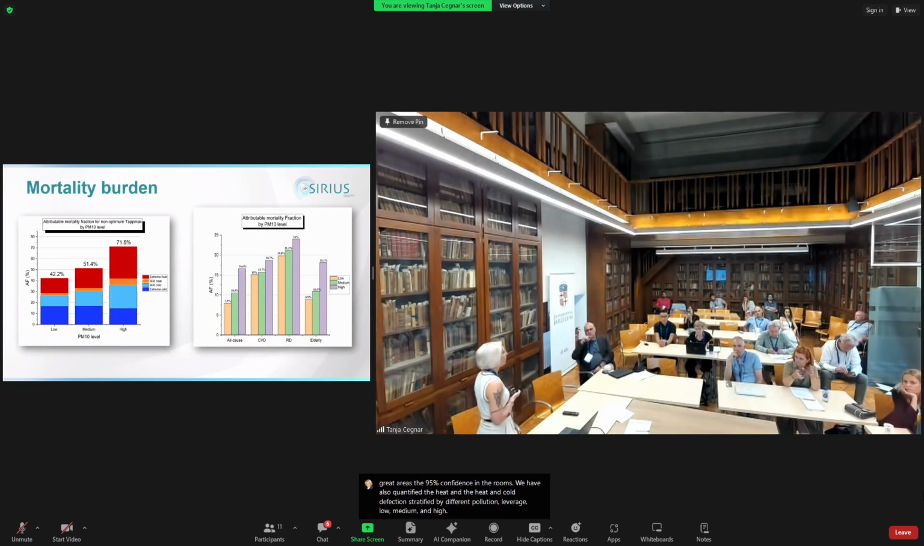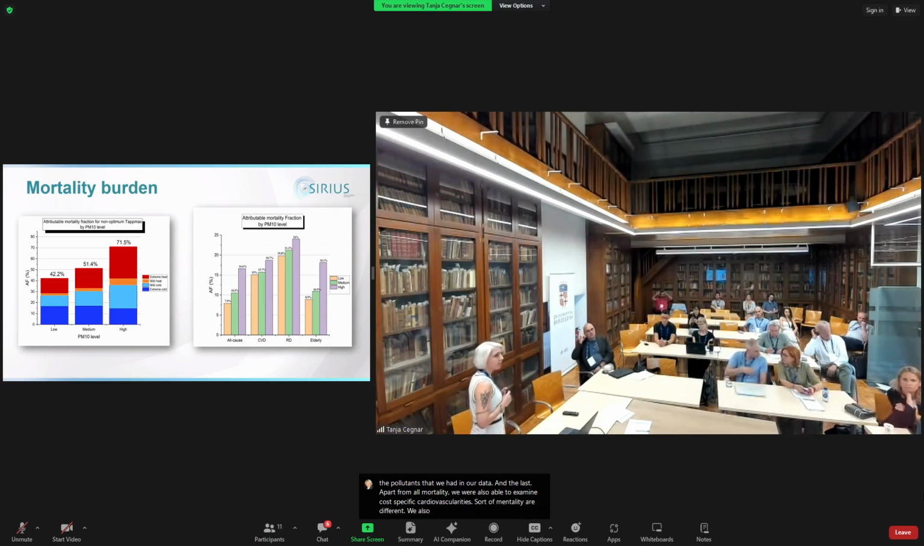We have also quantified the mortality burden for different ranges of non-optimum apparent temperature, again stratified by different levels of pollution, either PM10, ozone, or NO2. These were the pollutants that we had in our dataset. And last, apart from all-cause mortality, we were also able to examine cause-specific mortality in terms of cardiovascular mortality, CVD, and respiratory mortality, and we also analyzed the age group 65 plus, which was named elderly in our analysis.